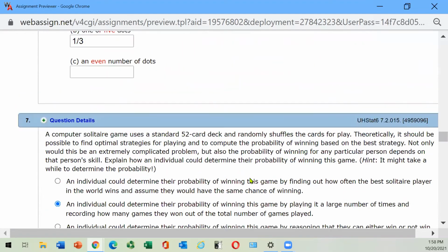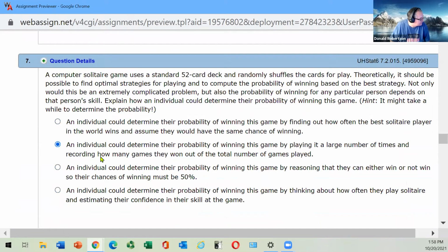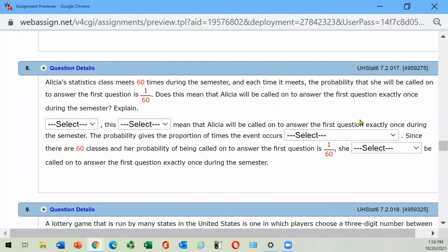Oh, we have got playing a large number of times and recording how many times they won. Are you looking at the question screen or me right now? I'm not sure where we are. The question screen. Okay, can you see the second dot that I've just highlighted? That would be it. Yeah, sorry, I just didn't see that before you scrolled down.